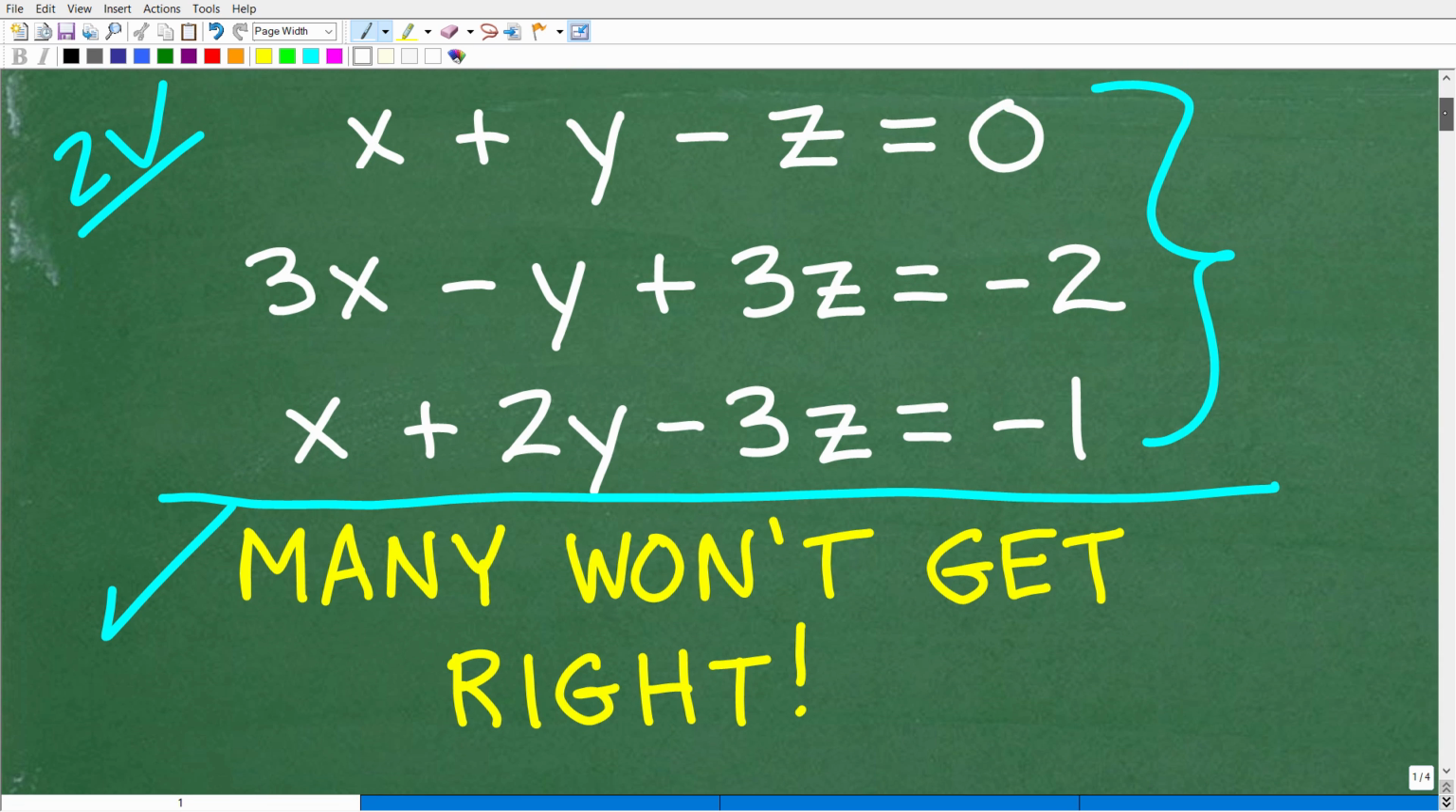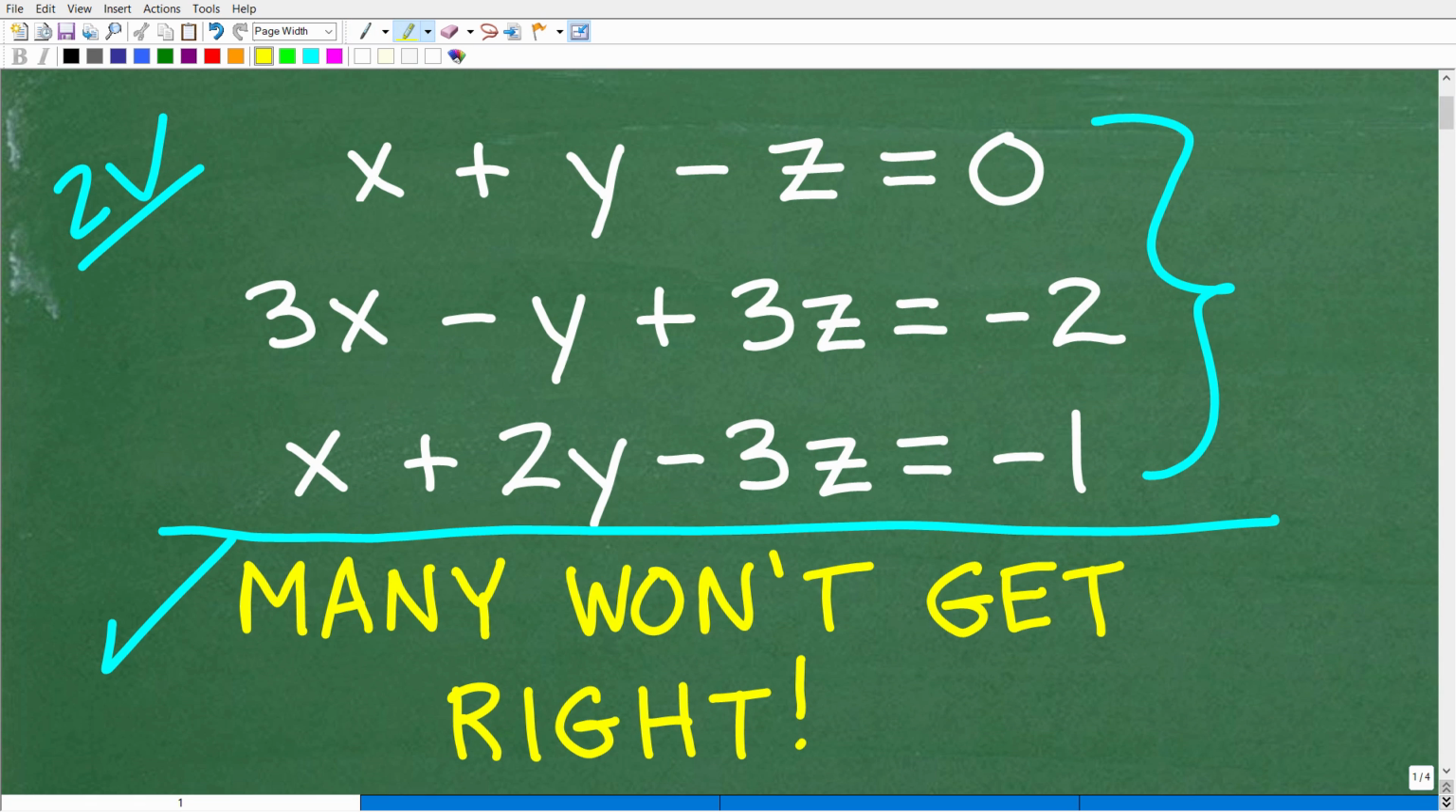Okay, so let's just go ahead and read the system. We have x, y, and z. These are the variables that we're looking for. So obviously we're looking to solve for x, y, and z. So our first equation here is x plus y minus z is equal to 0. Our second equation is 3x minus y plus 3z is equal to negative 2. And our third equation here is x plus 2y minus 3z is equal to negative 1.